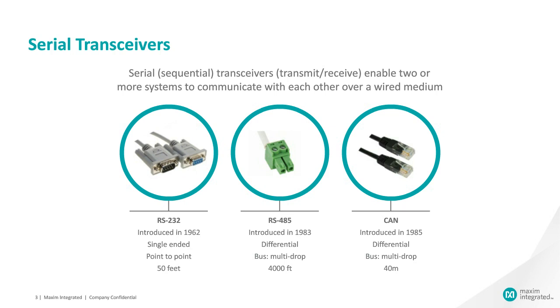Now for CAN transceivers, that was introduced in 1985, primarily generated by Robert Bosch Company, and that was targeted for the automobile, and so therefore that's why the distance that's called out in the standard is 40 meters. Multi-drop system, very similar to 485. Differential, but slightly different, which I will go over in the next slide.